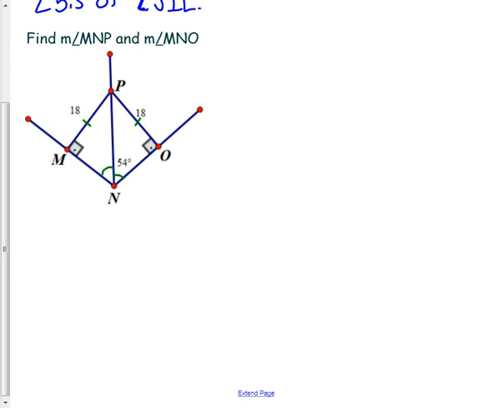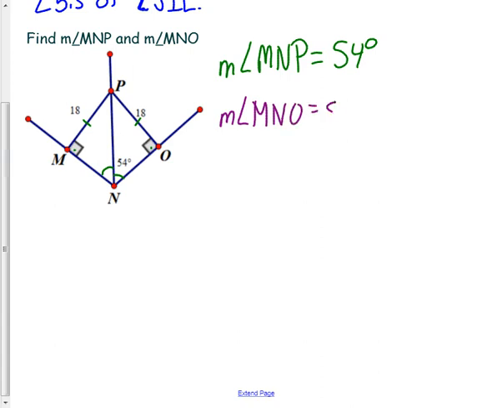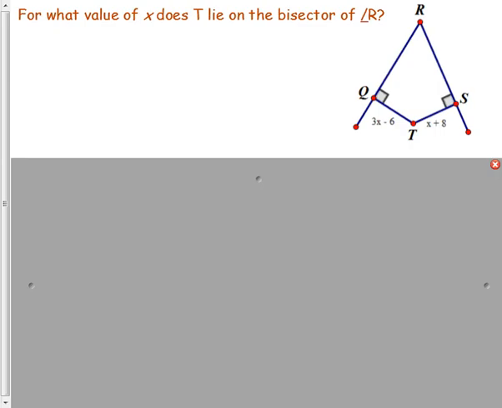So the measure of angle MNP is also 54 degrees. To find MNO, we're just going to take 54 times 2 and get 108 degrees. There are some problems we're going to see like this.